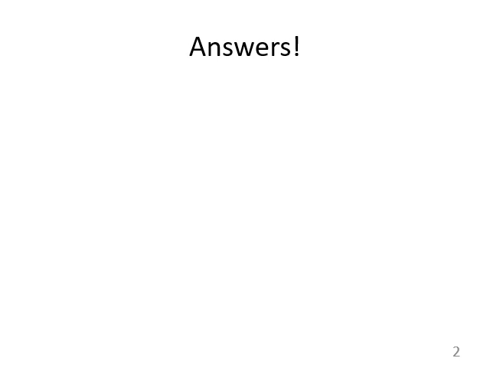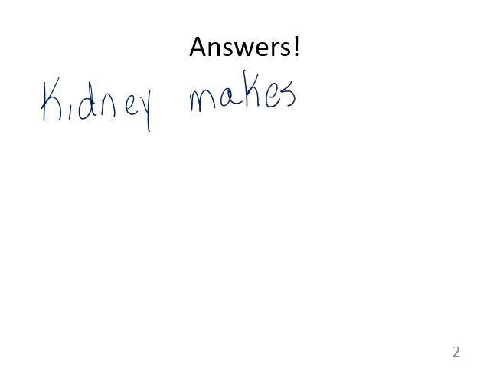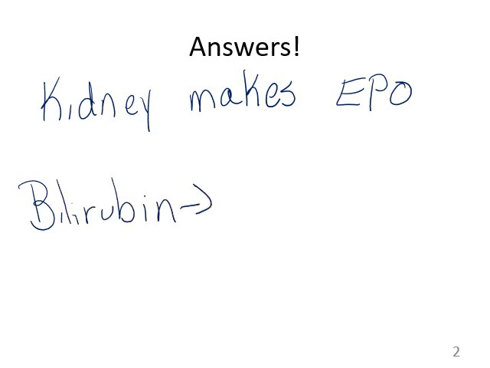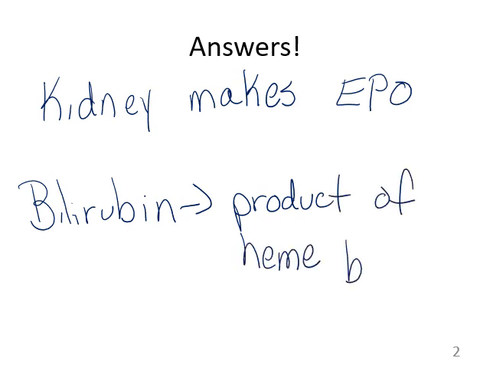Okay, so the kidney makes erythropoietin, and it makes it in response to low blood oxygen. EPO will then signal the red bone marrow to make more red cells, and now we can carry more oxygen. Okay. Bilirubin is a product of heme breakdown. It gets picked up by the liver, put in your intestine, broken down again, and then ends up either in the urine or the feces.